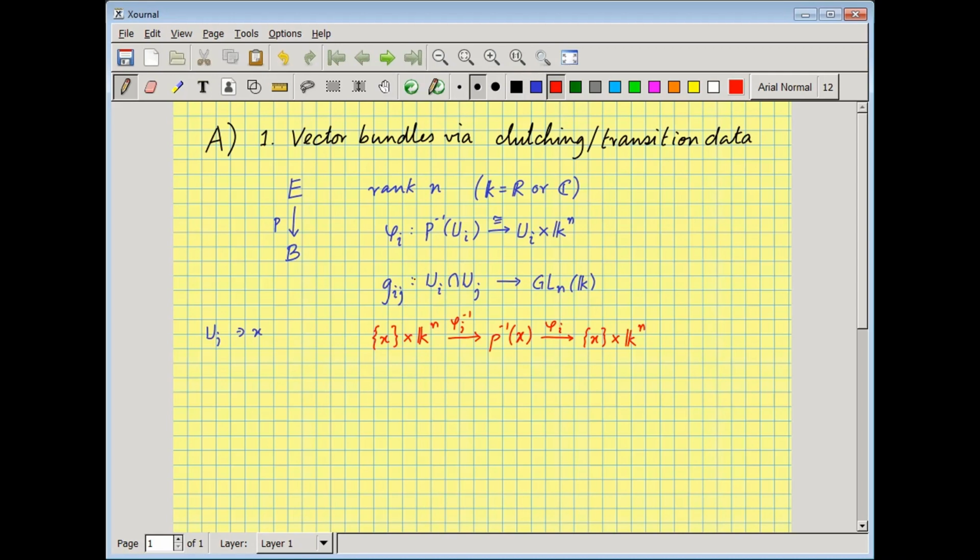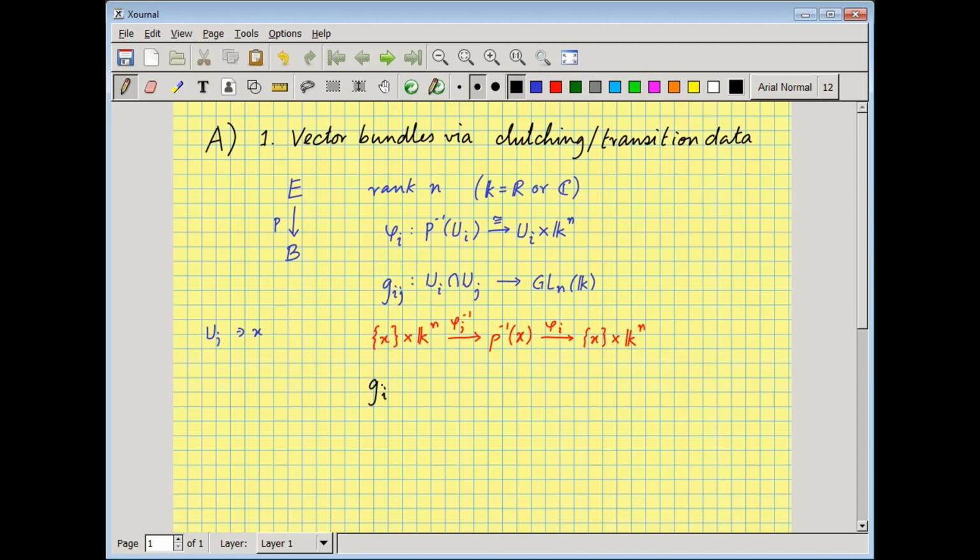And so these GIJs are called transition data because essentially you can build a bundle back from the transition data by literally starting with block bundles and attaching block bundles across intersections using GIJ. Okay? So the crucial thing to note here is that this GIJ satisfies the co-cycle condition.